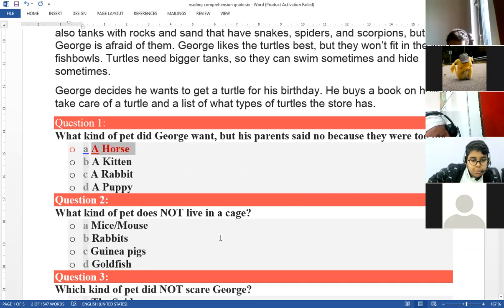Okay. What kind of pet does not live in a cage? It means does not live in a cage. Now you read the answers and guess. Mice, rabbits, guinea pigs, goldfish. Okay, which one does not live in a cage? What do you think? Goldfish. Right. Okay. Now let's read and find out if we are correct or not.